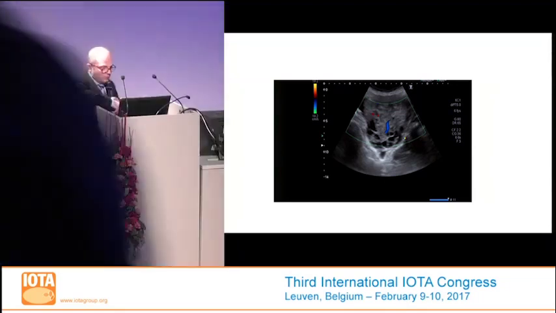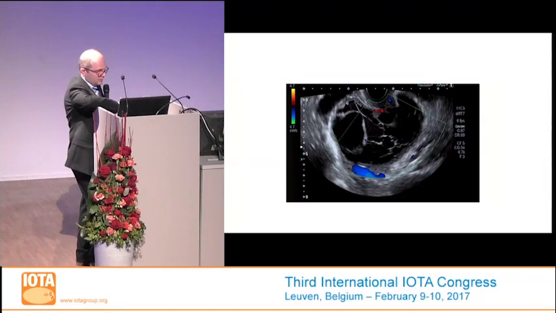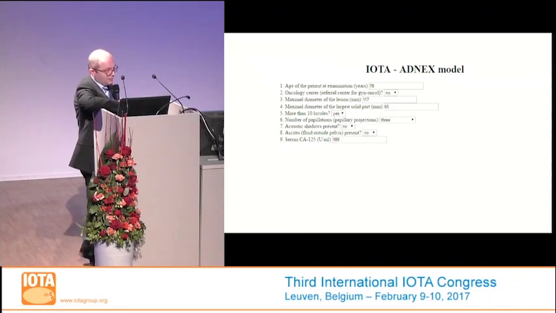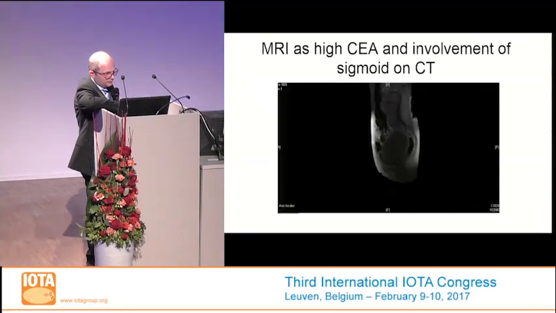The color doppler, so abdominal ultrasound scan. Vaginal ultrasound scan, similar findings. You can see that it is a multilocular solid with high vascularity. That's another view of the mass. If you use the ADNEX model, and we filled the parameters, including the CA125, the model will give us a high risk of malignancy of 52.3% for stage 2 to 4 ovarian malignancy.